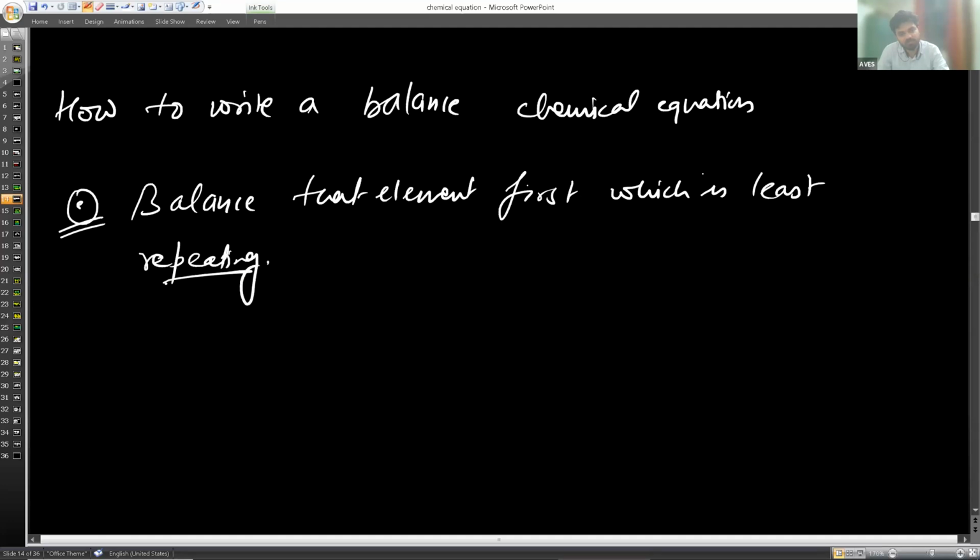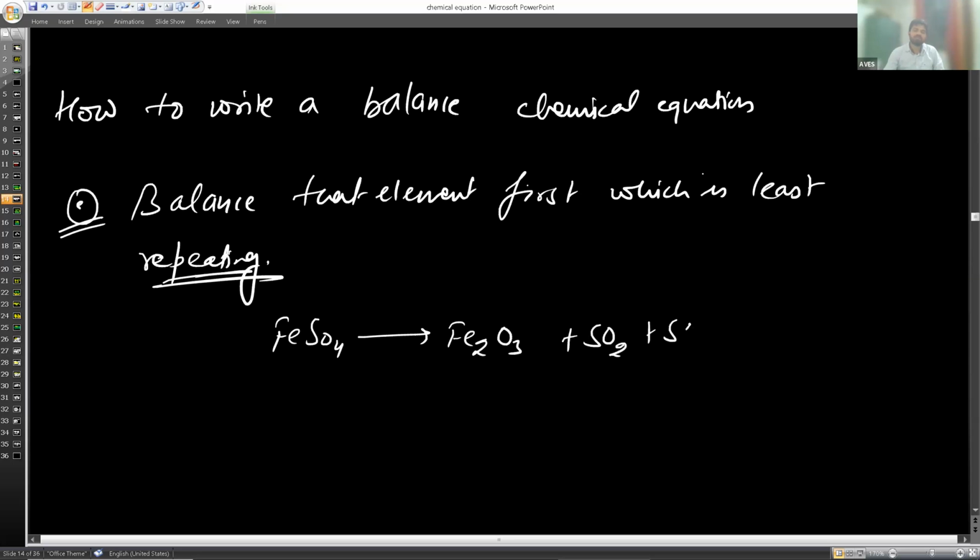Which is least important. Okay, balance that element first, which is least repeating. What do you mean by the word least repeating? For example, if I'm having FeSO4, it will give you Fe2O3 plus sulfur dioxide plus sulfur trioxide. You will find that oxygen is repeating the most, maximum times: 1, 2, 3. So we are not going to balance oxygen first. Sulfur is repeating 2 times, so we are not going to balance the sulfur first. We'll balance the iron first because it is least repeating. Got it?